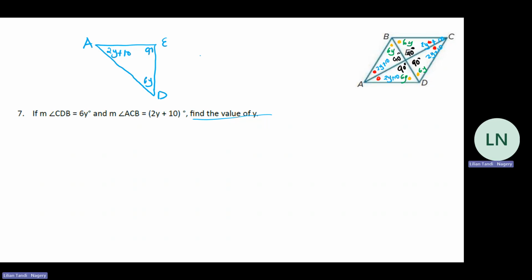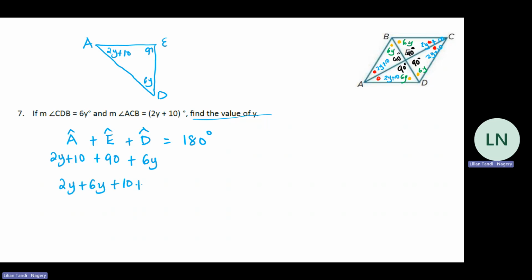Okay, so you're going to write here angle A plus angle E plus angle D. Because they're angles in a triangle, you should add them and get 180. Angle A is 2y plus 10. Angle E is 90 degrees, and this one is 6y. Now put like terms together. 2y plus 6y plus 10 plus 90 equals 180. So this becomes 8y, and this becomes positive 100. And that gives us 180.